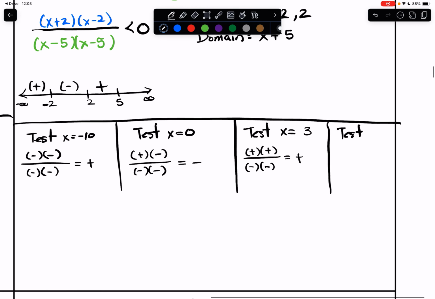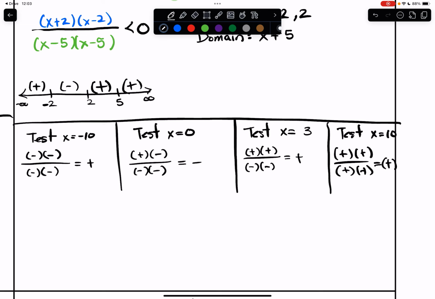And now finally the last one. So let's test positive 10. So let's see what happens when x is equal to positive 10. 10 plus 2 is positive. 10 minus 2 is positive. 10 minus 5 is positive. And 10 minus 5 is positive. So no negative sign, so everything is going to be positive.